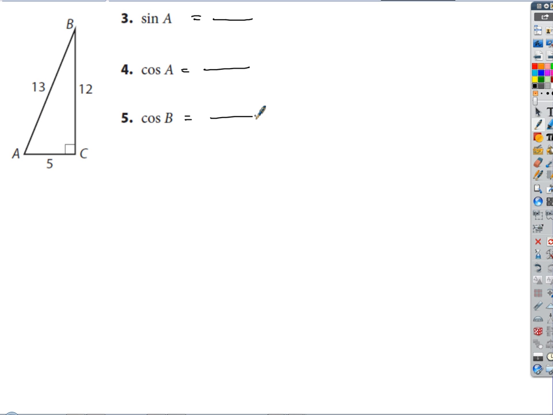All right, so what do we got here? Jill, what's the sine of angle A? It would be 12 over 13. Very good. Opposite over hypotenuse, right? Okay. What's the cosine of angle A, Ruby?